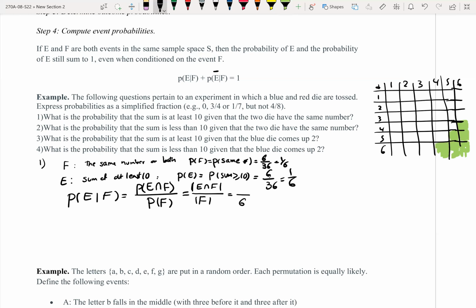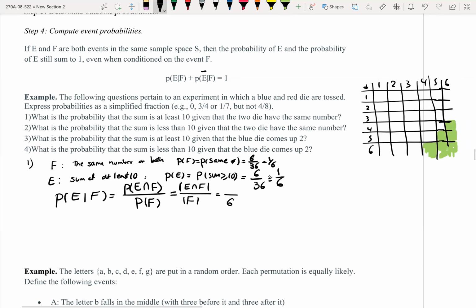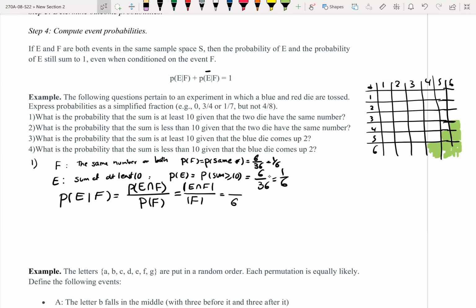What's the probability that the sum is at least 10 and both dice have the same number? How many are both the same number and greater than or equal to 10, the intersection? Two, right? It's this one and this one. So it's two of them, and the answer is 2 out of 6, which is 1/3. Agree? Any question for this one?